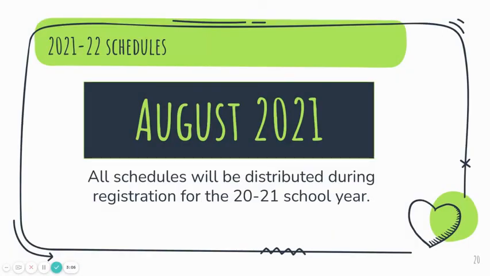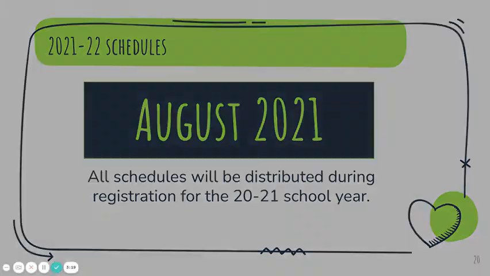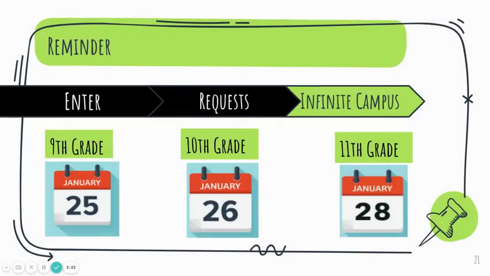Finally, your 21-22 schedules will be available in August of 2021. During your registration time, you will be able to see the fruit of your labor in this scheduling process. And again, here's your reminder. Your date to enter your request in Infinite Campus for 9th grade, January 25th, 10th grade, January 26th, and 11th grade, January 28th. We want your voice in this process, and we want you to be able to have a say in what we offer.